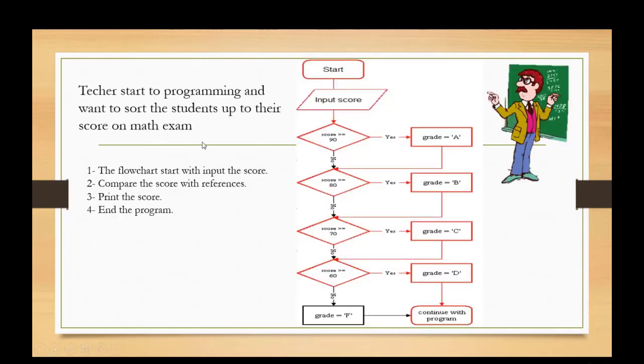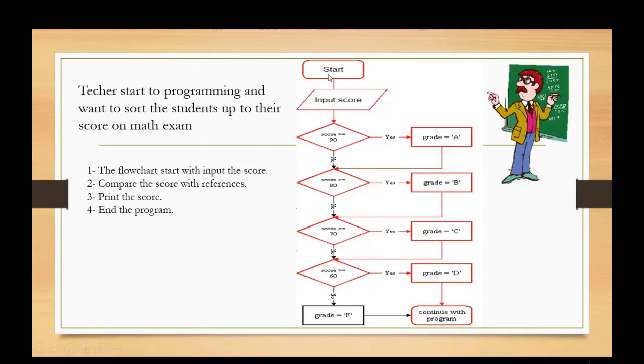If you see here, a teacher starts programming and wants to sort students by their score on a math exam. He wants to sort the student degrees, records, and scores by their score on the math exam. The flowchart starts with input the score, compare the score with a reference, print the score, end the program.